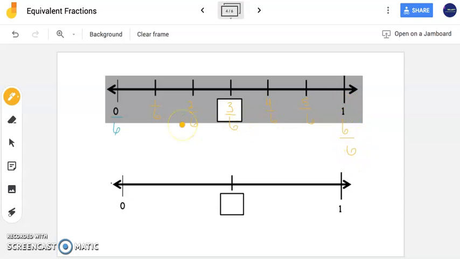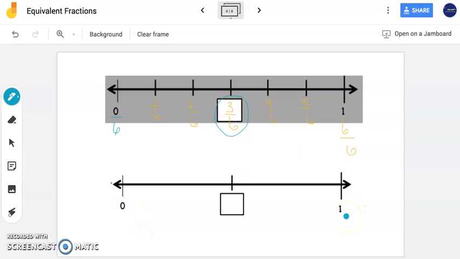So notice here we numbered my number line. We labeled everything. And by labeling everything, that helped me to determine what my missing value was, which is 3/6. Now I'm going to take a look at this number line. The fraction will also lie between the whole numbers 0 and 1.